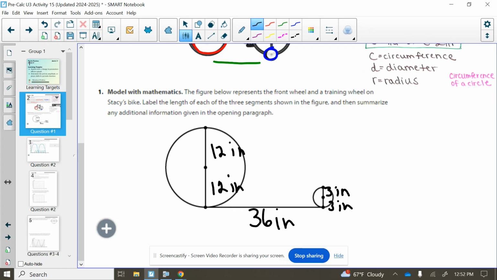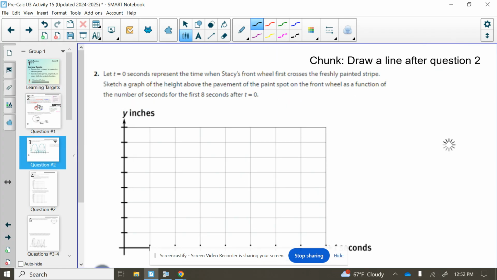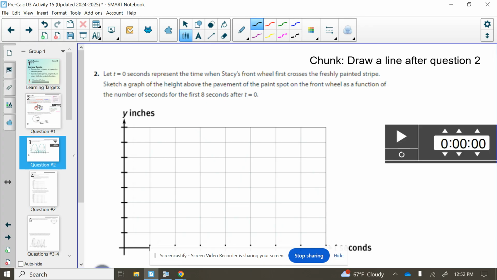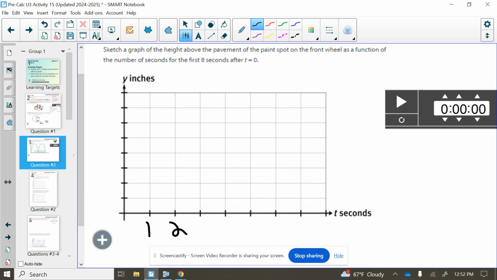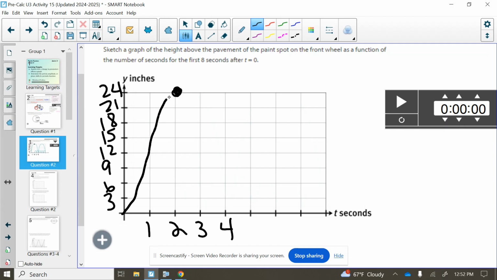So if we look at a graph of this situation on the next page, we have it taking 1, 2, 3, 4 seconds for that big wheel to rotate. If we make our scale go up by 3, 6, 9, 12, 15, 18, 21, 24, we can see all the way to the top that if we run over a paint speck on the ground, it'll go up to 24 inches, and by the time it gets to 4 seconds, it'll be back on the ground.